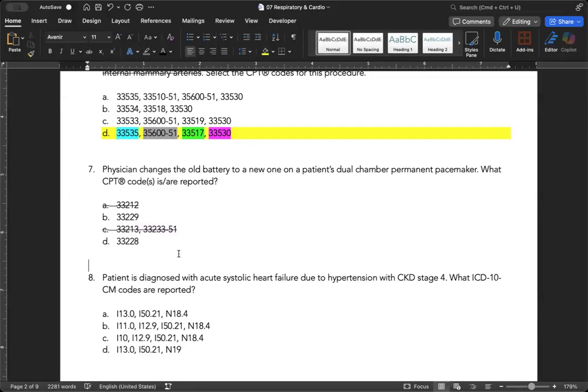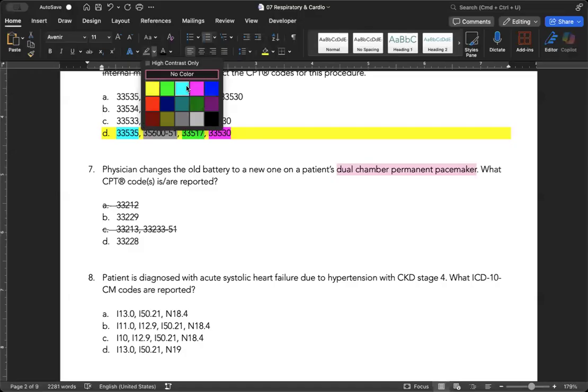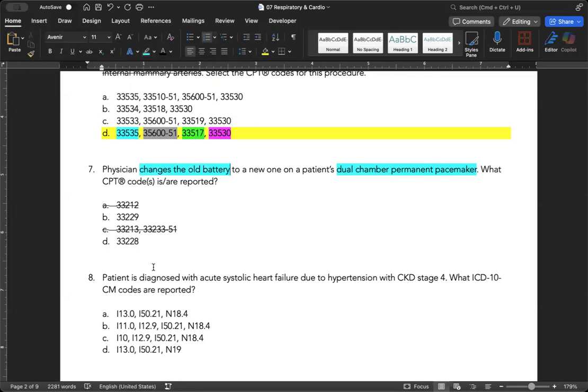Okay. So then let's go look at the 33228 versus 33229. 33228 is the removal of a permanent pacemaker pulse generator with the replacement of your pacemaker pulse generator for a dual lead system. And then 229 is a multiple lead. So we have the dual chamber and we're changing the battery. So it should be D for the 33228.